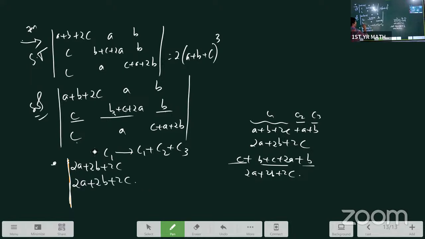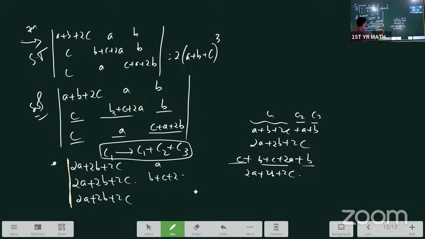Similarly, C plus A plus C plus A plus 2B. See the operation I am applying here. So that is again 2A plus 2B plus 2C. Now the other columns, a and b plus c plus 2a, and this is a, and this is b, b, c plus a plus 2b, you are going to write as it is. Is it clear?